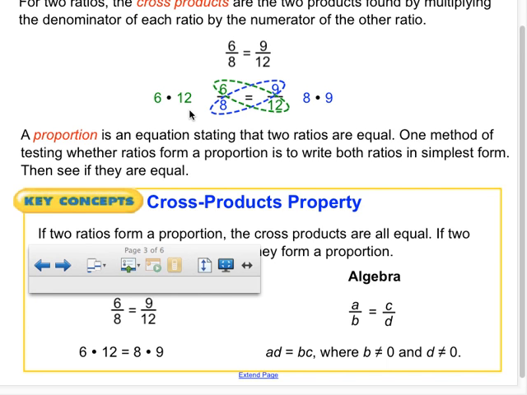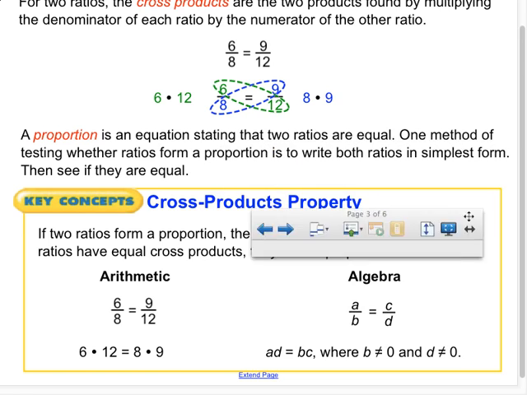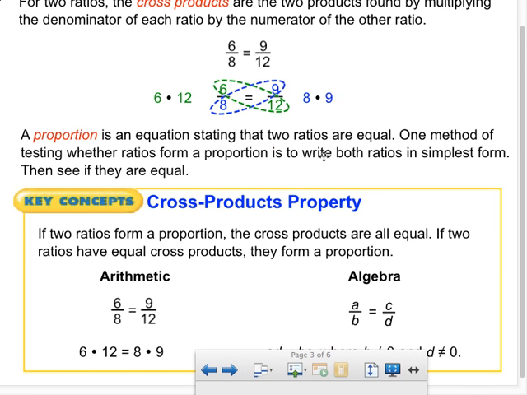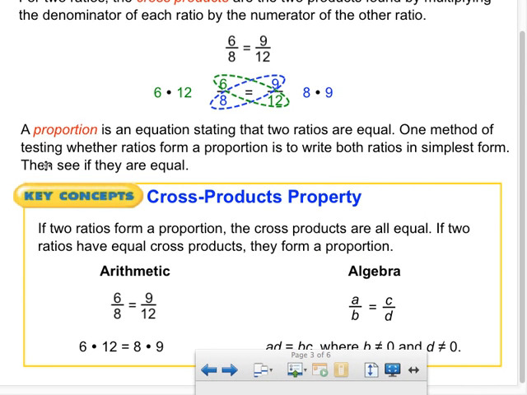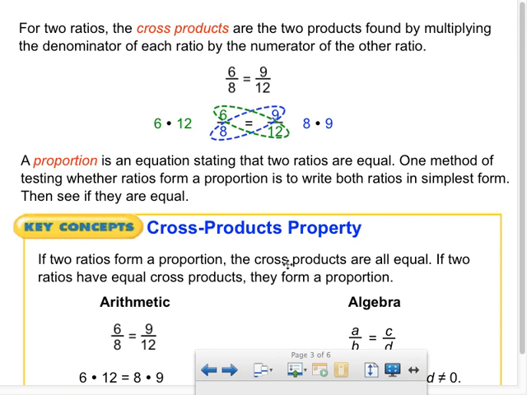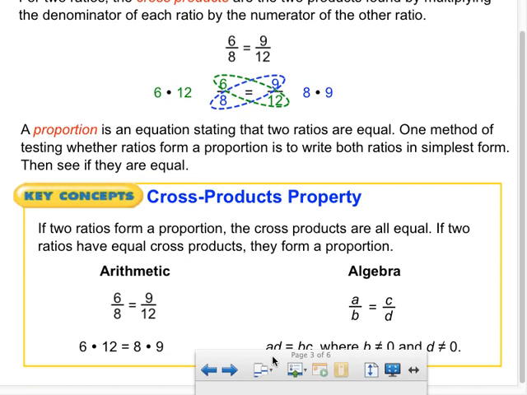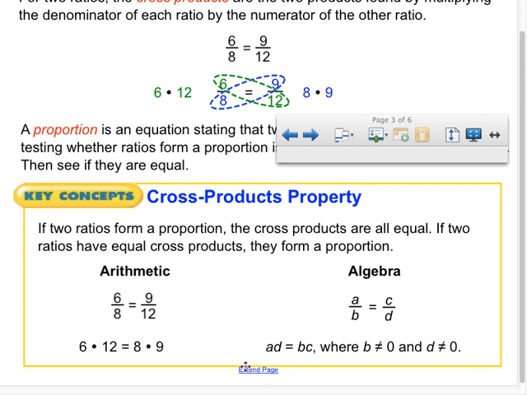Does everybody understand the cross product property? That's what we're talking about in the key concept. That's what we just demonstrated. A proportion is an equation that states two ratios are equal. One method for testing whether ratios form a proportion is to write both ratios in simplest form, then see if they are equal. That's what we just did. The other method is the cross product. They're both right, so two methods to do that.